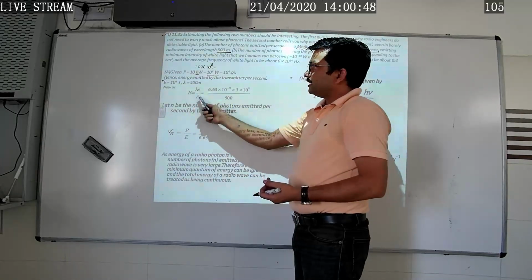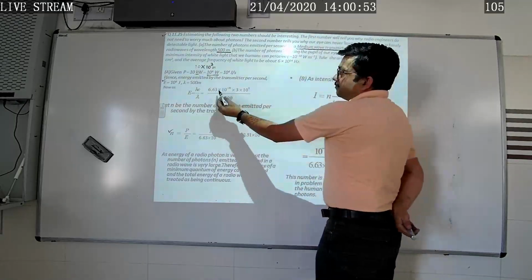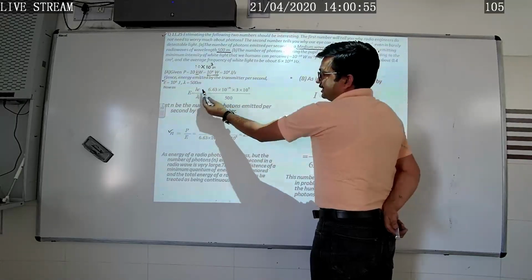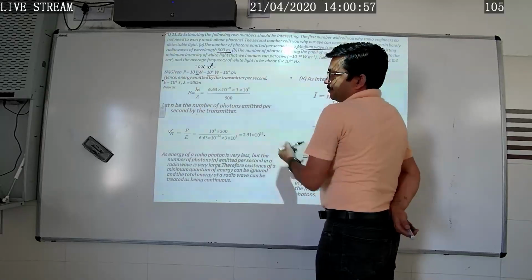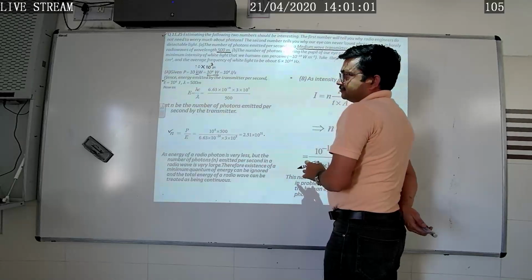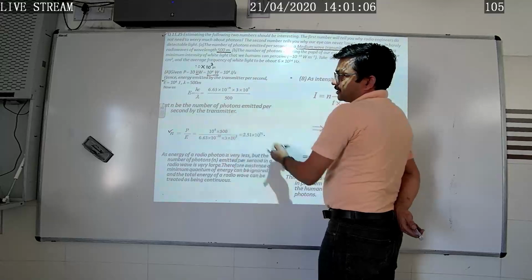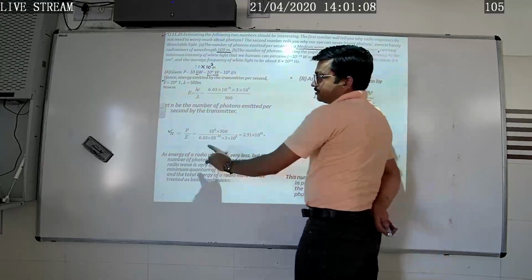We will calculate hc by lambda by making use of this formula, putting the value of h, Planck's constant, c, speed of light, and lambda, wavelength. So in this way we got the energy in joules. Let n be the number of photons emitted per second by the transmitter. Now why have I written this formula?